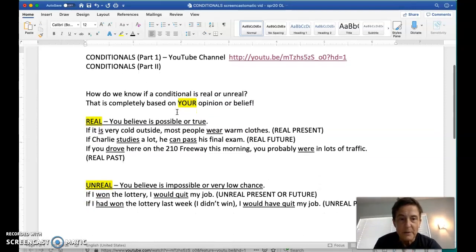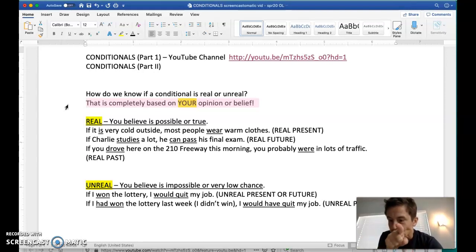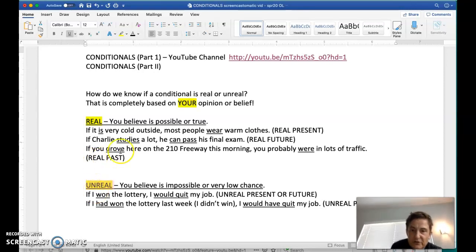Okay, so we talked about how you know if a conditional is real or unreal, and that is completely based on your opinion or belief. Do you think it's real? If you believe it's possible or you believe it's already a true situation, then you choose real. If you believe that it is impossible or very low chance, then you choose unreal. And you must choose the correct verb tenses to show that.